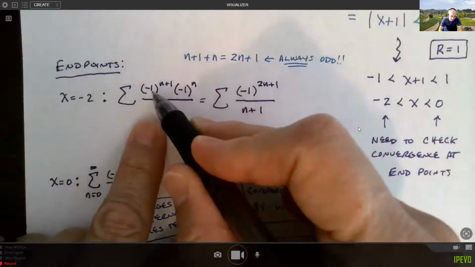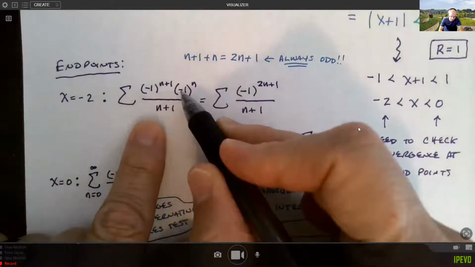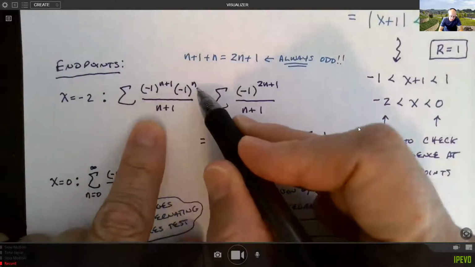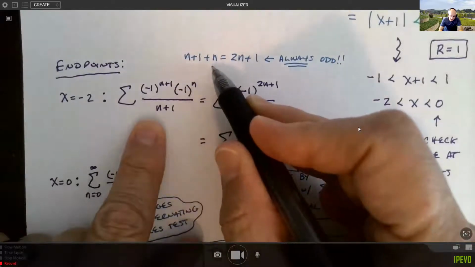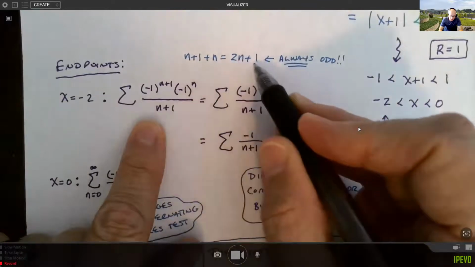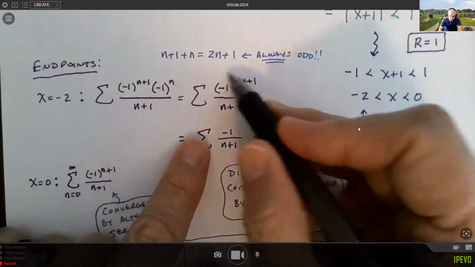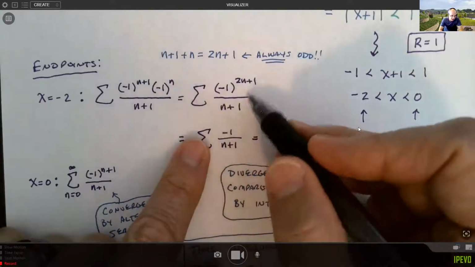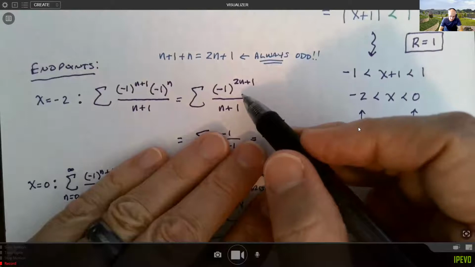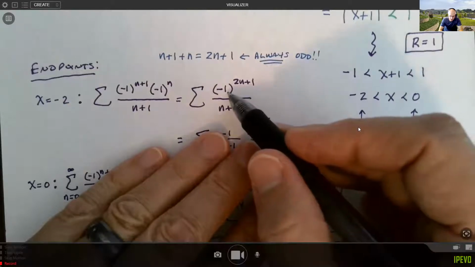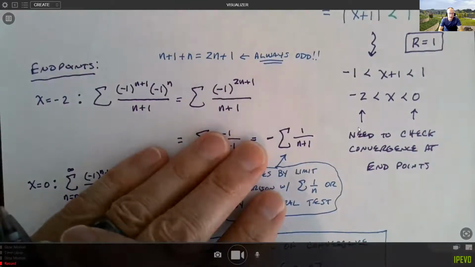Now be real careful here. When I'm multiplying like bases, -1 and -1, what do we do with these exponents? We add them, right? n plus 1 plus n gives me 2n plus 1. All right, so I get -1 to the 2n plus 1 power. Now you might think, oh, hey, I've got an alternating series, and so it's convergent by the alternating series test. However, be careful. -1 to the 2n plus 1 is always going to be -1.